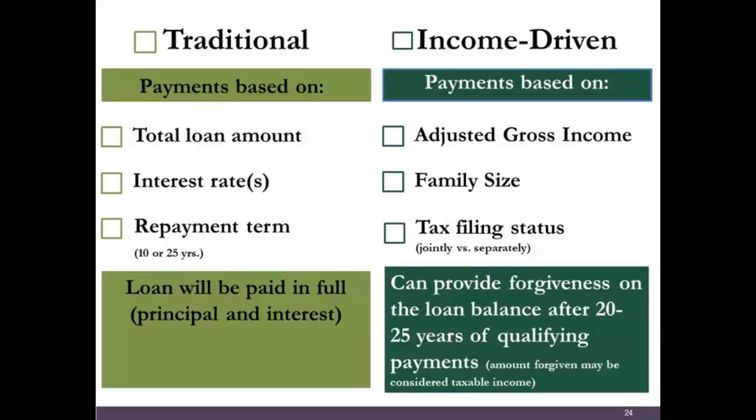These plans can provide forgiveness on the loan balance after 20 to 25 years of qualifying payments. The amount forgiven can be considered taxable income. So you do have to keep that in mind because it's not going to be forgiven tax-free like public service loan forgiveness.